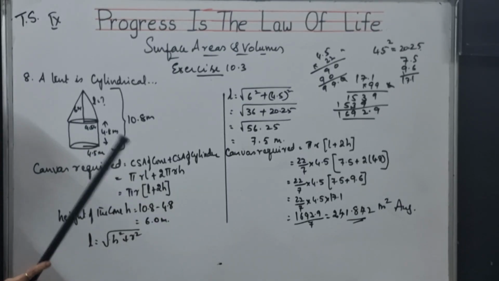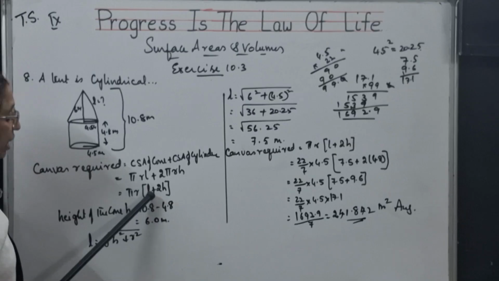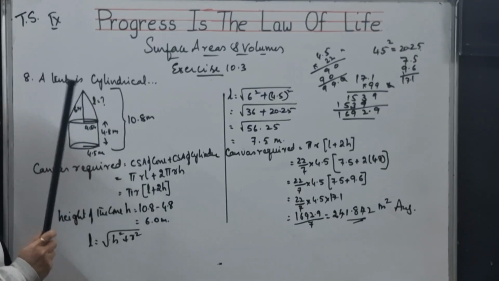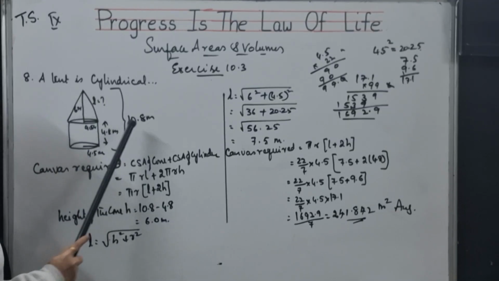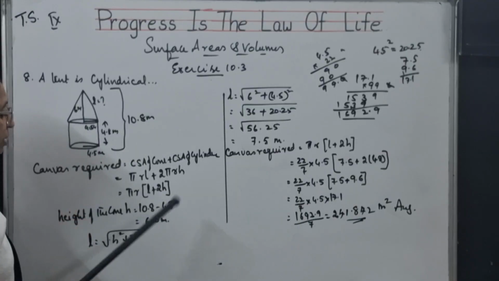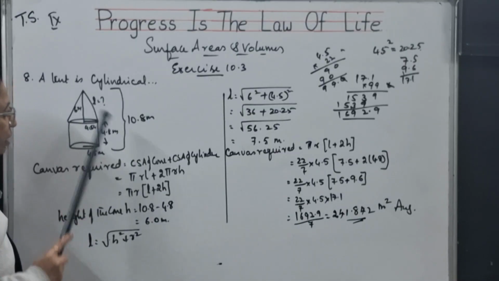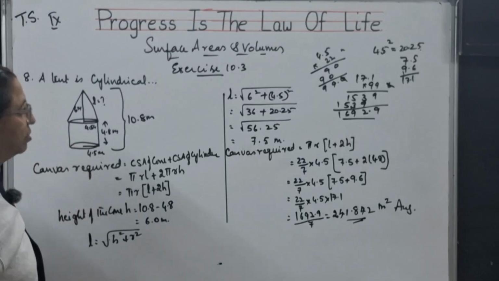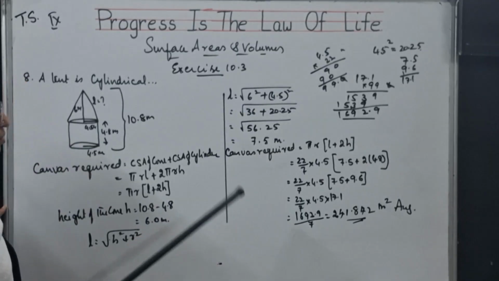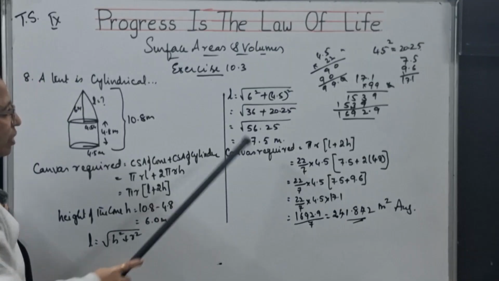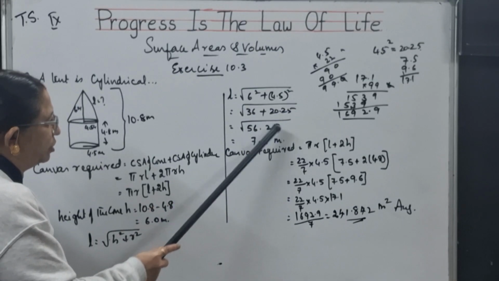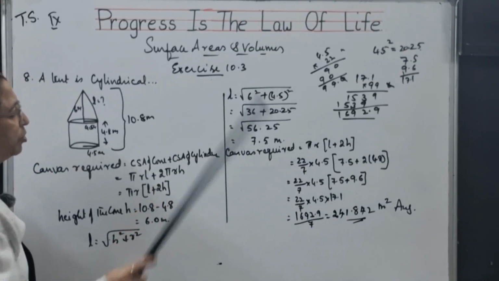See, R is already given to us, but we need L. If you know H and R, you can find out L. But is H given? Yes. How? Total height they have given and height of the cylindrical part they have given. If you subtract, you will be getting H. So after getting H, how will you get L? Root of H square plus R square. That is what I have done here. 6 square plus 4.5 whole square, that is 36 plus 20.25, that is 56.25. So its root is 7.5.